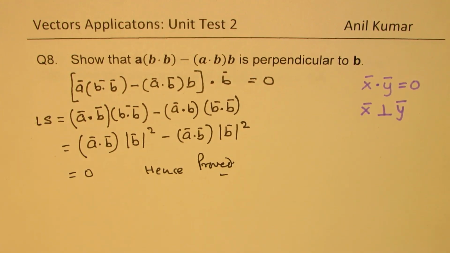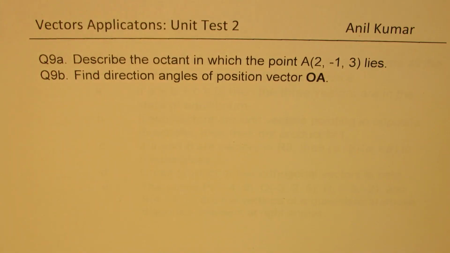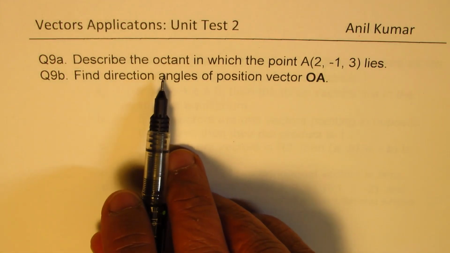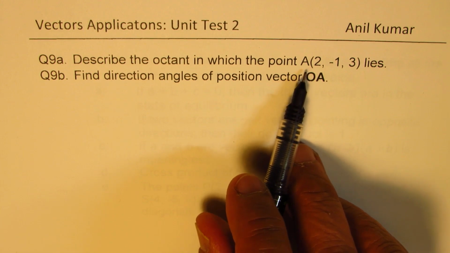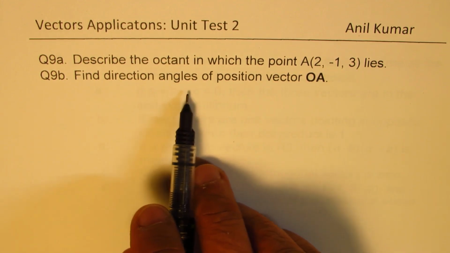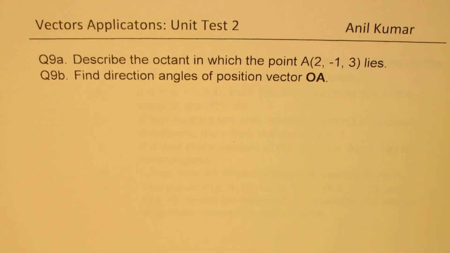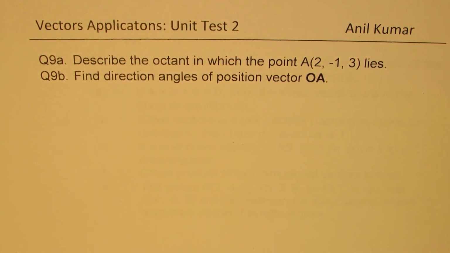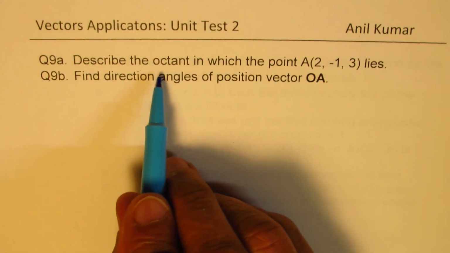Okay. Now let's take question number 9. Describe the octant in which the point A (2, -1, 3) lies. Find direction angles of position vector OA. Now this is a very important question. Let's first try to understand how to describe the octants.